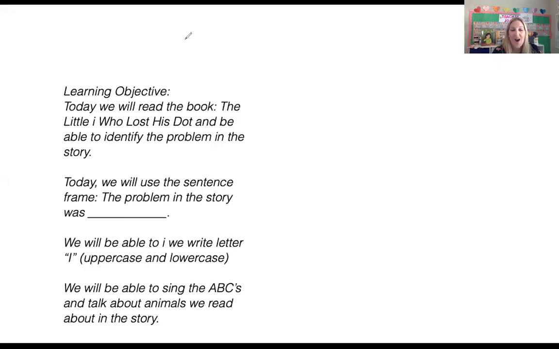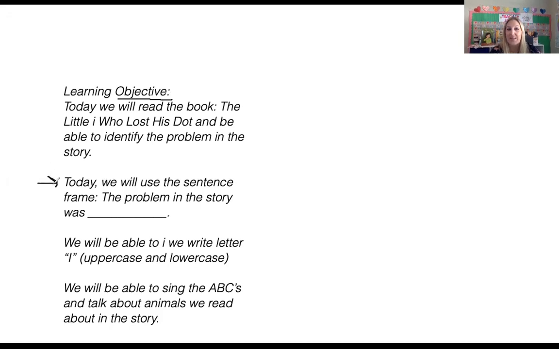Very happy. Today we are going to read a fun story together. So I want to tell you about our objectives or our goal today. Today we are going to read a book called The Little Eye Who Lost His Dot. And there is a problem in the story, but you and all of us are going to be able to find out and see what the problem was in the story.